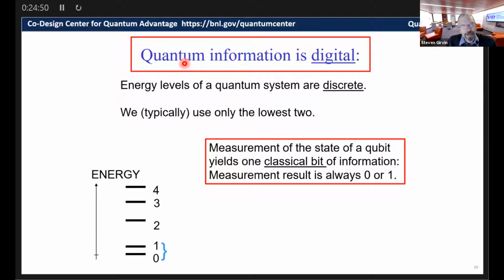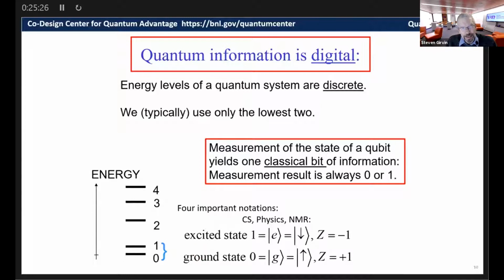I'm going to talk now about the fact that quantum information is both digital and analog. So why does it look digital? Well, the energy levels of a quantum system are discrete. And if I measure the energy of an atom when it's in one of these 2 states, I'll either get the energy corresponding to 0 or 1, never anything in between. So measurement of the state of the quantum bit always yields 1 classical bit of information, 0 or 1.